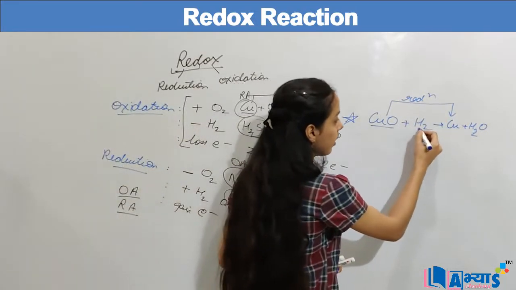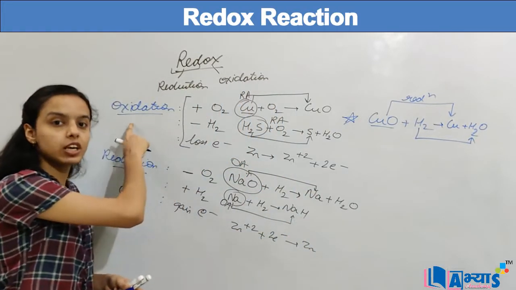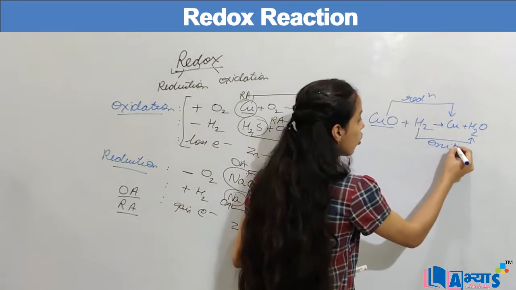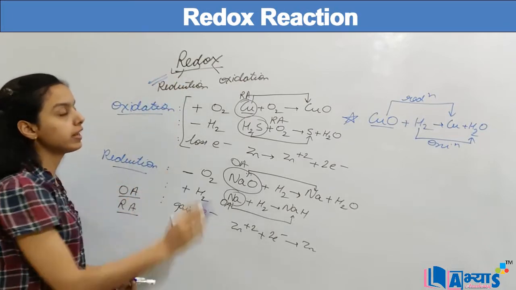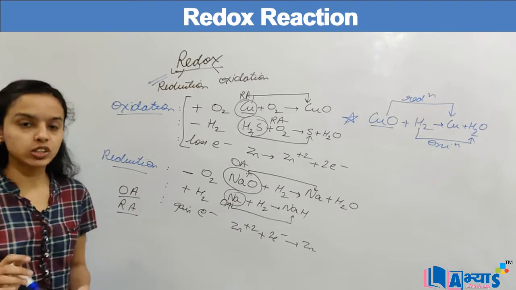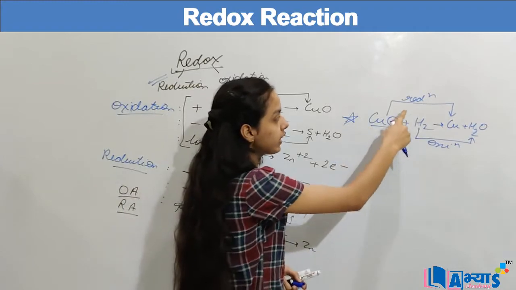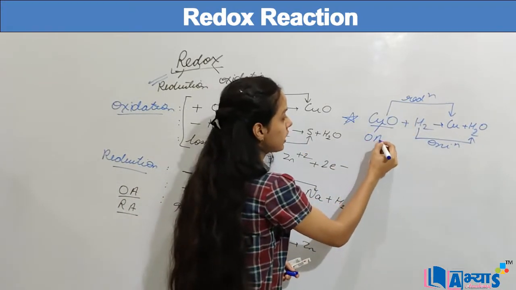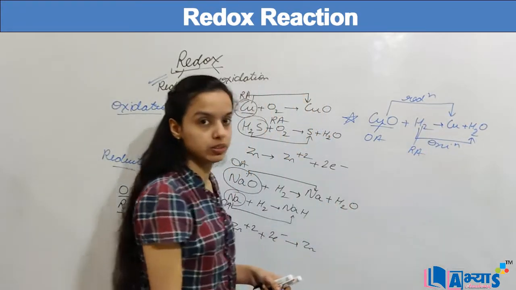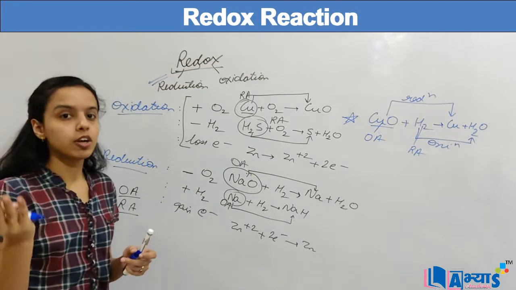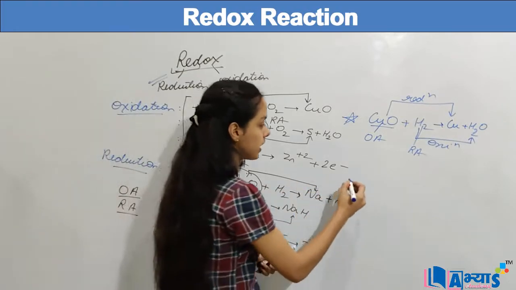Now in this case, hydrogen forms water. That means there is addition of oxygen. Addition of oxygen means it is undergoing oxidation. So whenever oxidation and reduction take place together in one chemical reaction, it is known as the redox reaction. Now if you are asked to mention the oxidizing agent and the reducing agent: copper oxide is undergoing reduction, so it is the oxidizing agent, and hydrogen is undergoing oxidation, so it is the reducing agent. Now we have clearly mentioned what reduction and oxidation are, and which is the oxidizing agent and which is the reducing agent. Let us take one more example.